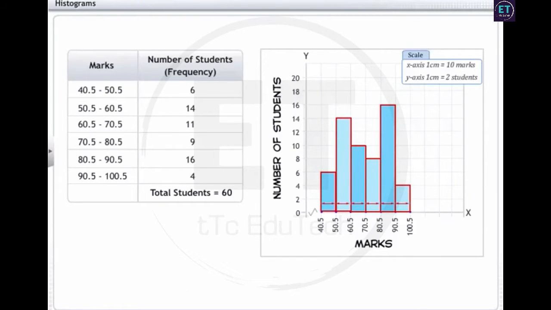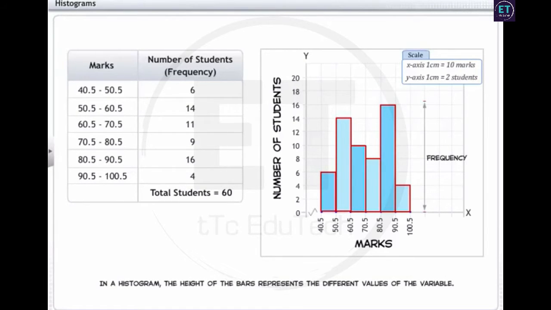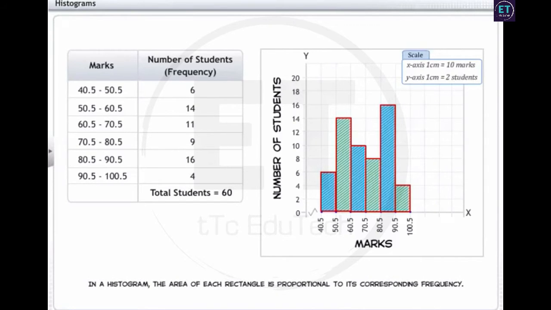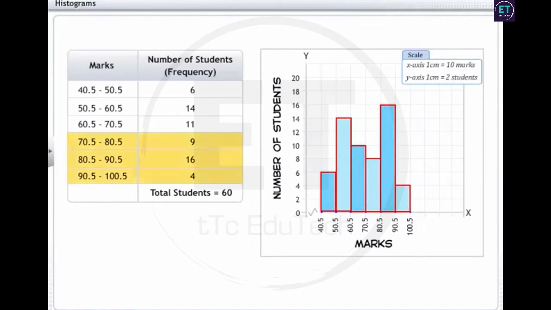Since the class intervals have the same width here, all bars have the same width. The heights of the bars represent the frequencies corresponding to the different class intervals. The area of each rectangle is also proportional to its corresponding frequency.